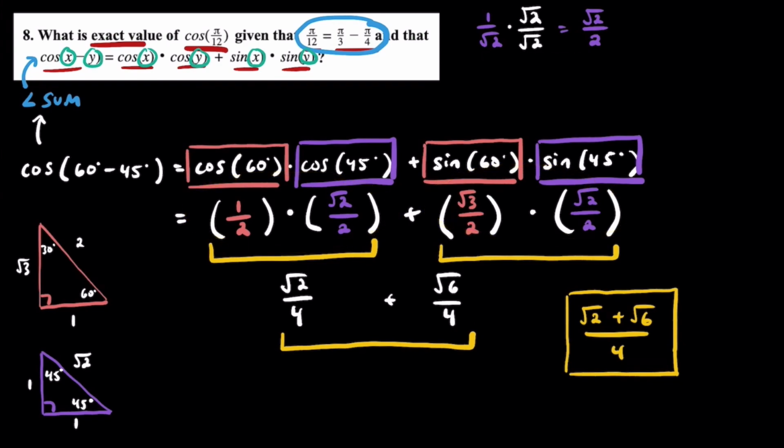After rationalizing the denominator, we could then multiply and just follow the order of operations, multiply these two fractions together, and we end up getting root 2 over 4 and root 6 over 4. And be careful not to actually combine these since they don't have the same radical, okay? And we just write our final answer of root 2 plus root 6 over 4.